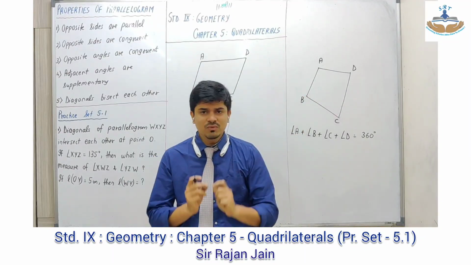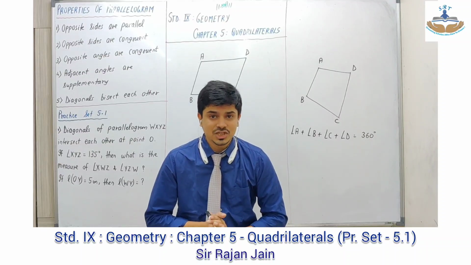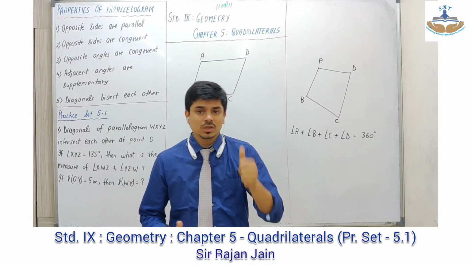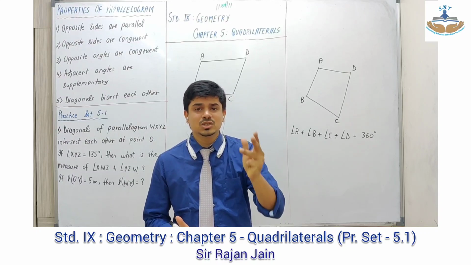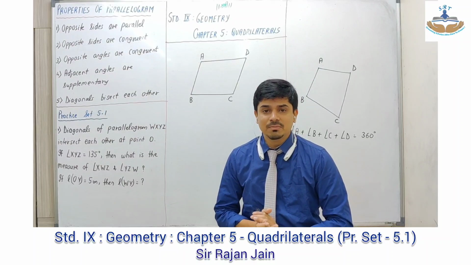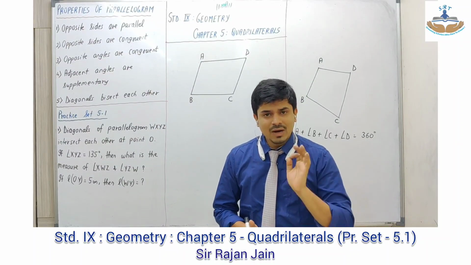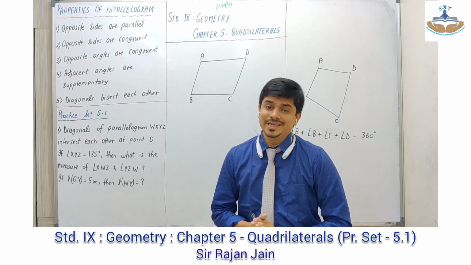Now after this we will be talking about a few specific types of quadrilateral in the entire chapter. Like we will come across parallelogram, rhombus, rectangle, square, etc. Your first exercise, that is your practice set number 5.1, is totally dependent on parallelogram. So now let's talk about parallelogram in detail.